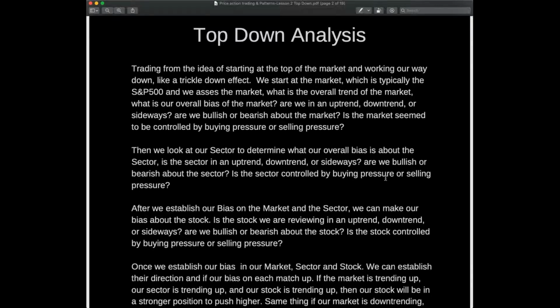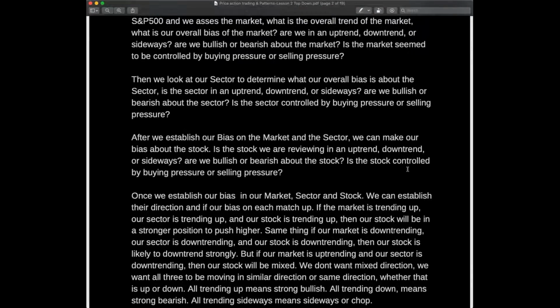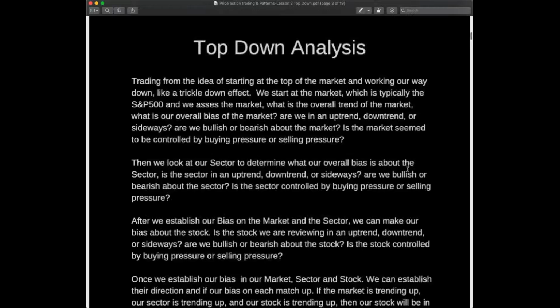Okay. Then we look at our sectors. Okay, so first, what do we look at? Our market. Okay, remember that. First, we always look at our market. What is typically our market? It depends on what you're trading, but typically it's the S&P 500, which is the ES. Okay. There's also the Dow Jones. There's the NASDAQ.